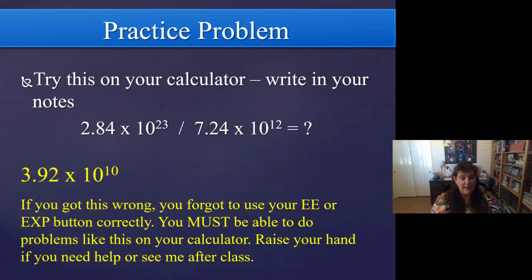So if you need help, make sure you send a message to your instructor. If you don't have your calculator yet, write this down on your notes, this problem and the answer, so you can check it as soon as you buy your calculator or as soon as it comes in if you bought it online. Okay, so again, got to be able to do division with scientific notation numbers on your calculator. Good luck.